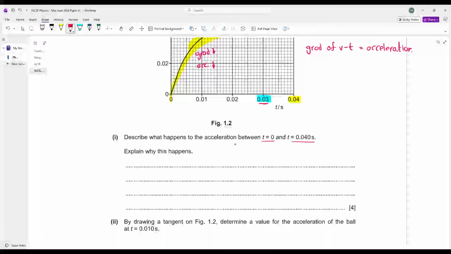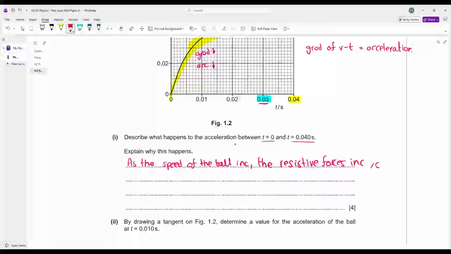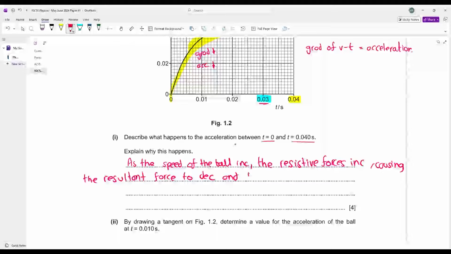How will you describe this velocity-time graph with regards to acceleration? You will say, as the speed of the ball increases, the resistive forces increase, causing the resultant force to decrease, and hence the acceleration of the ball decreases from time t equal to 0 till 0.03 seconds.